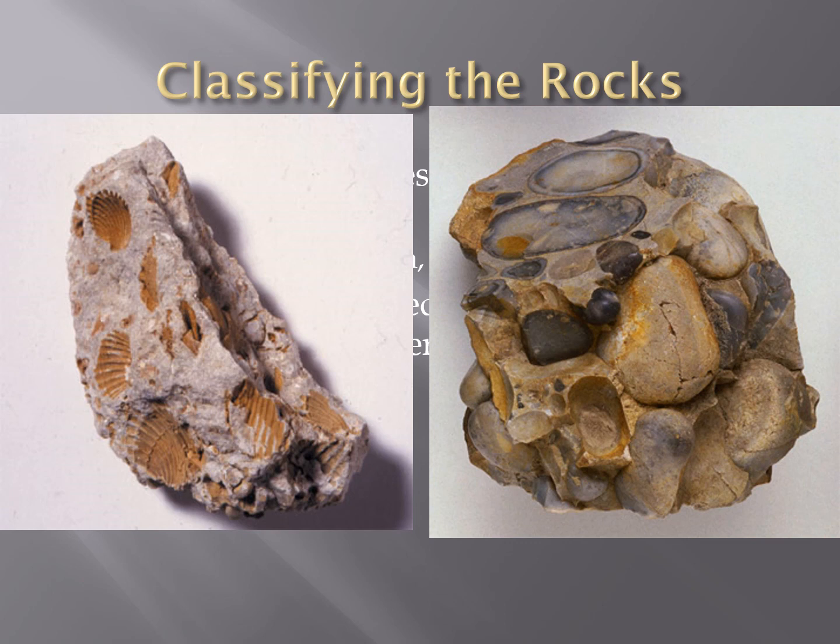And we see examples of the type of roundness and even the composition of the individual grains, where on one side we have shells, and on the other side we see rounded pebbles.